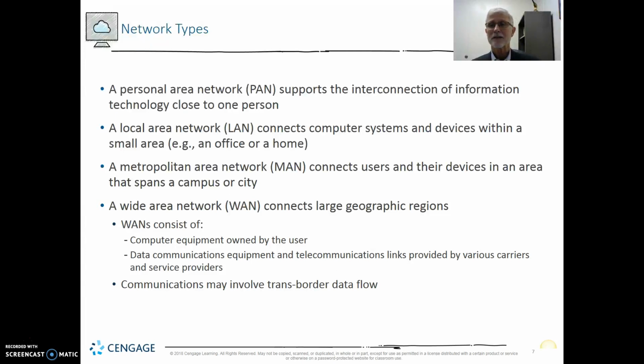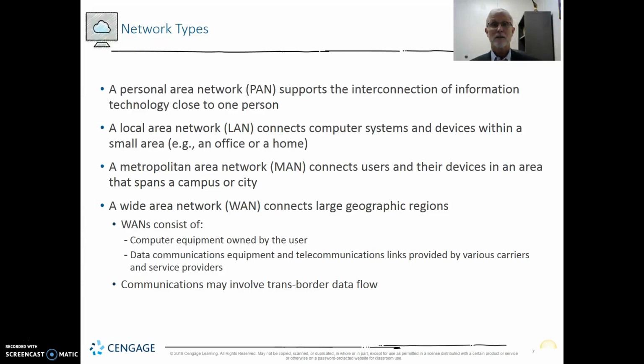A metropolitan area network pretty much covers a city or a campus, so it's a larger geographic area. As you can tell, these network types are all geography specific. So from personal to local, which is a small area, to metropolitan, which is city-wide, to a wide area network covering states, countries, the world. So they're very specific.